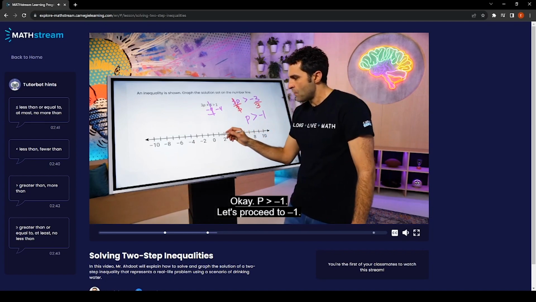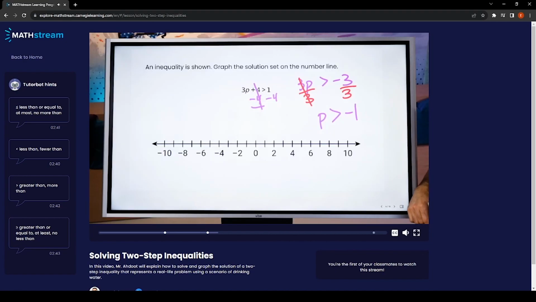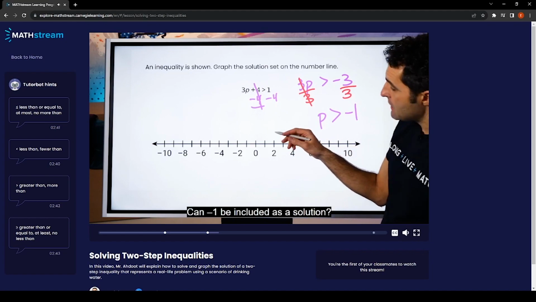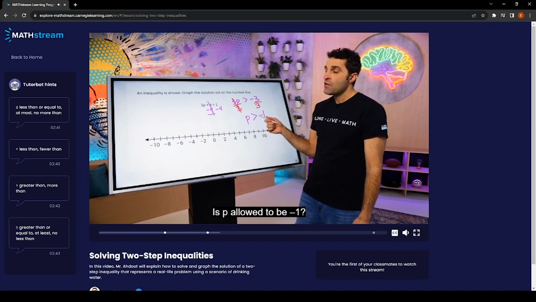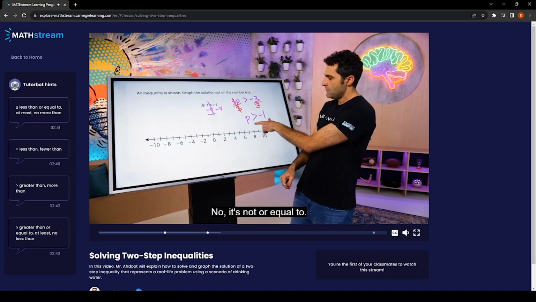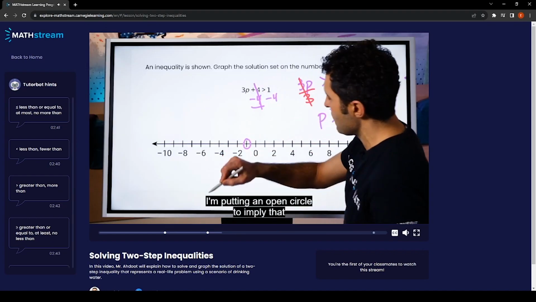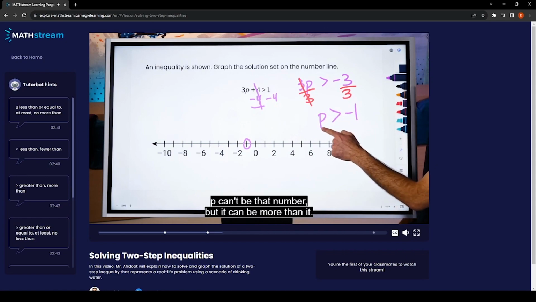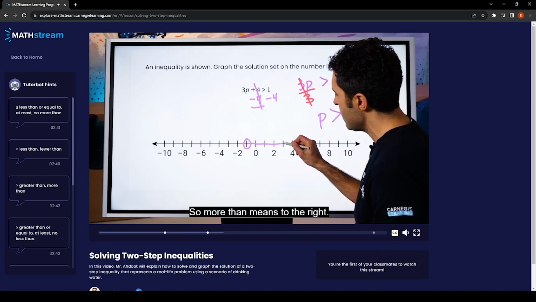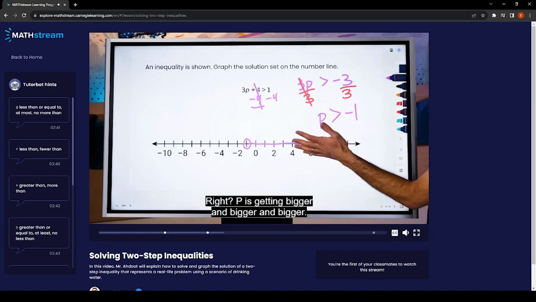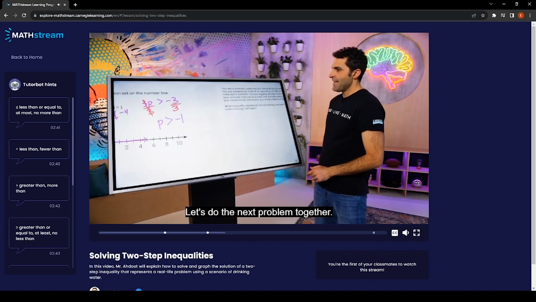Let's proceed to negative 1. Open circle or closed on negative 1? Can negative 1 be included as a solution? Is p allowed to be negative 1? No, it's not. It's not "or equal to," it's just "more than." So I'm putting an open circle at negative 1 to imply that p can't be that number, but it could be more than it. More than means to the right. P is getting bigger and bigger and bigger. Okay, there it is. Let's do the next problem together.